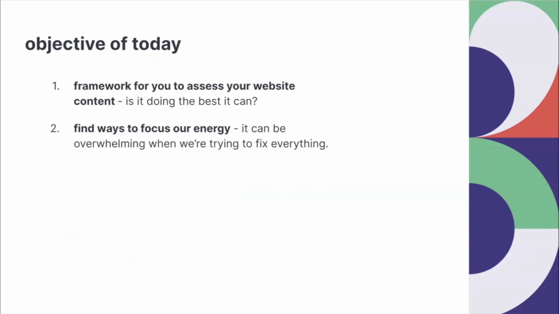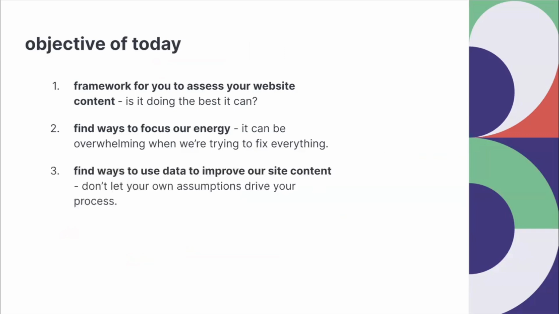Oftentimes, auditing a website can be really overwhelming. There can be tens or hundreds or thousands of pages, and it can be hard sometimes to understand where to get started. Thirdly is how can we bring data into this process a little bit, whether this is community input or analytics. I think it's really important to make sure that we're removing our own biases and focusing on, as Val talked about last time, the people that we are designing with, right?